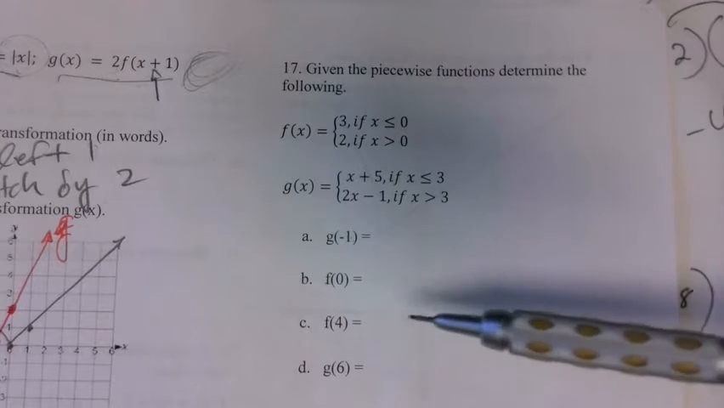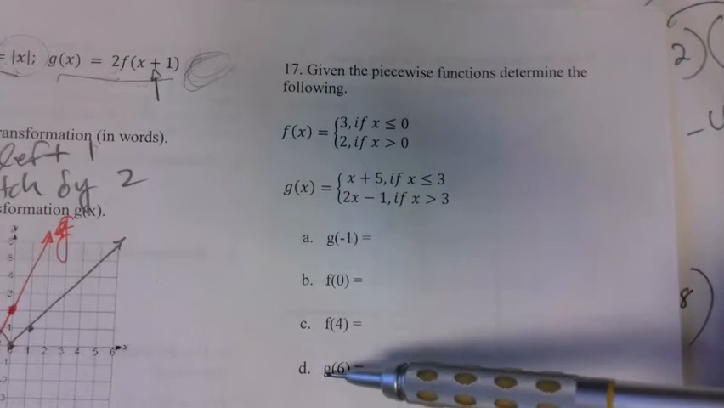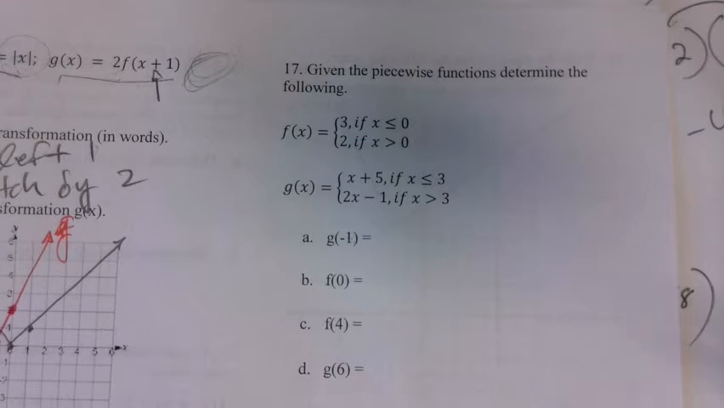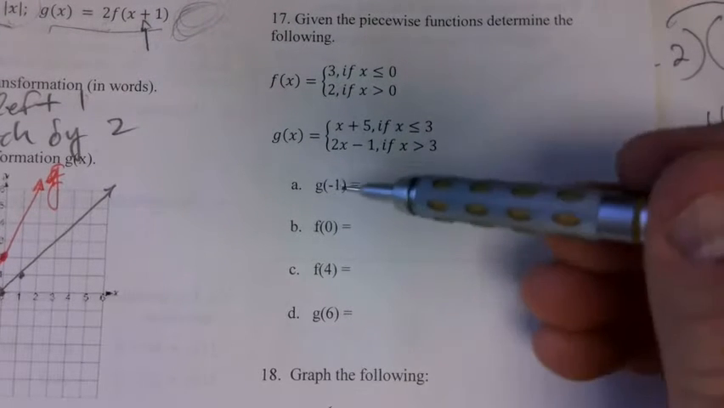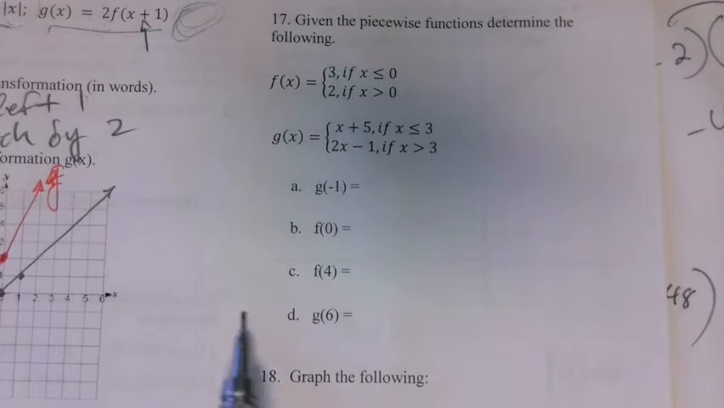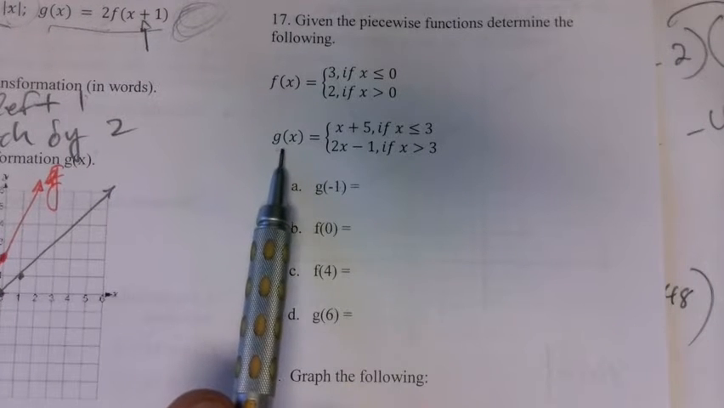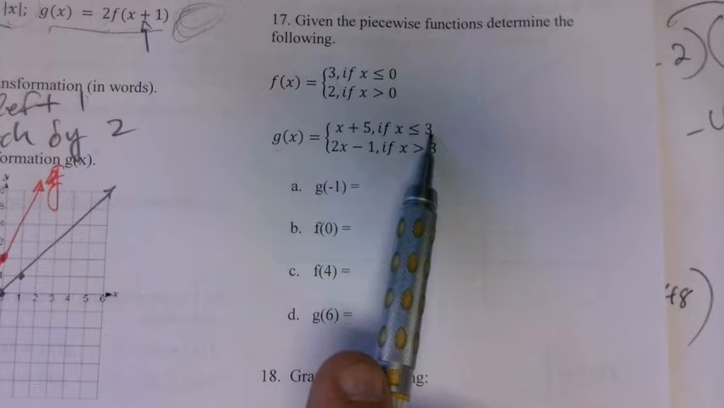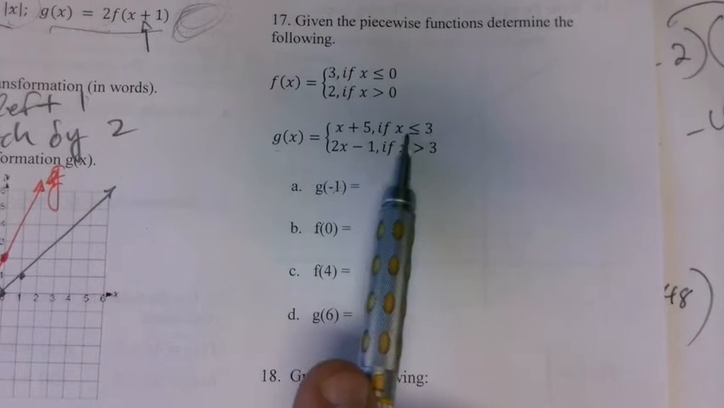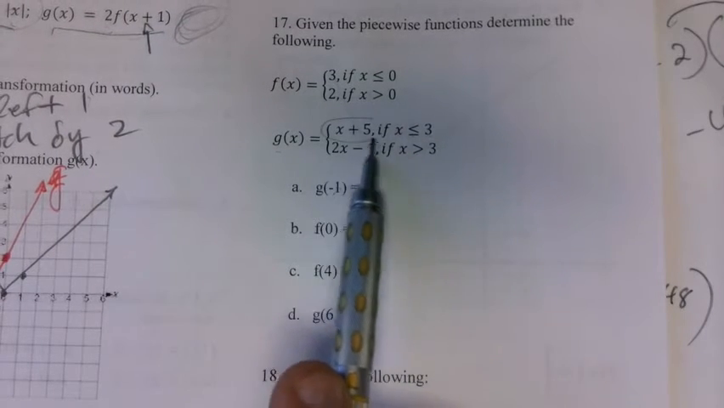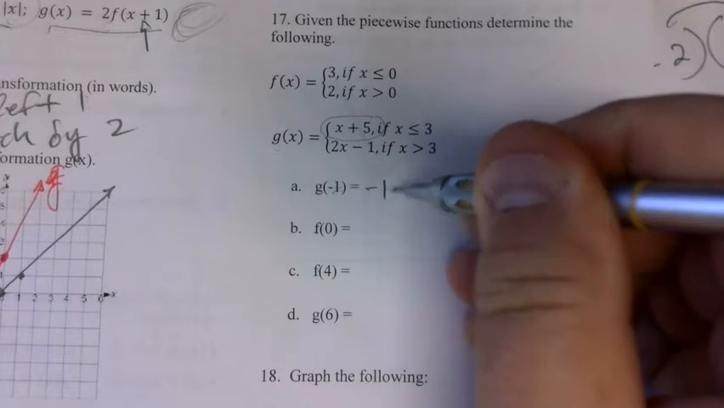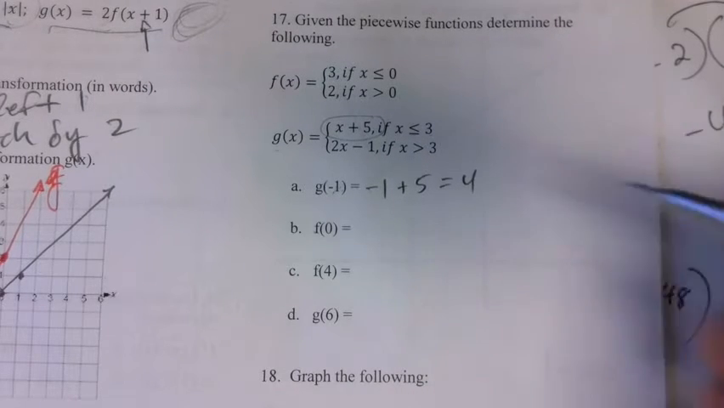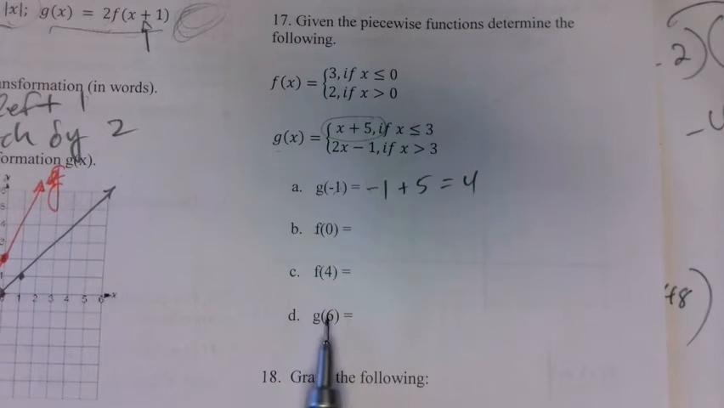Take f, put 0 into it. Take f, put 4 into it. Take g, put 6 into it. It's not multiplication. I can't say that enough. People that did it wrong generally multiplied. So if I take -1 and I put it into g, well, here's g. And g of x says it equals x plus 5 if x is less than 3. Well, -1 is less than 3, so I'm going to use that piece. So it would be -1 plus 5. That gives me 4.